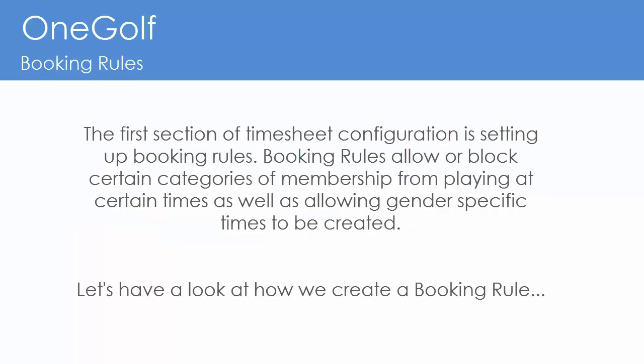The first section of timesheet configuration is setting up booking rules. Booking rules allow or block certain categories of membership from playing at certain times, as well as allowing gender-specific times to be created. Let's have a look at how we create a booking rule.